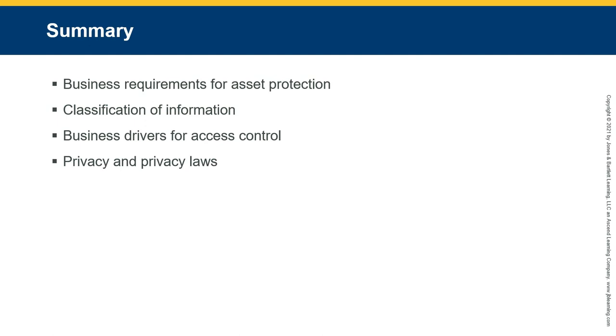Summary: business requirements for access protection, classification of information, business drivers for access control, and privacy laws. This is what we're looking at. That's a summary of what we covered this week. I look forward to talking to you later.